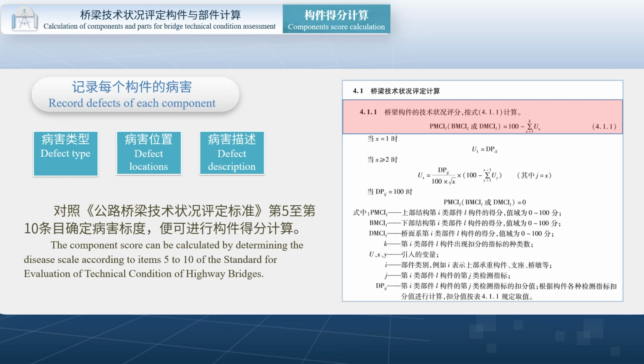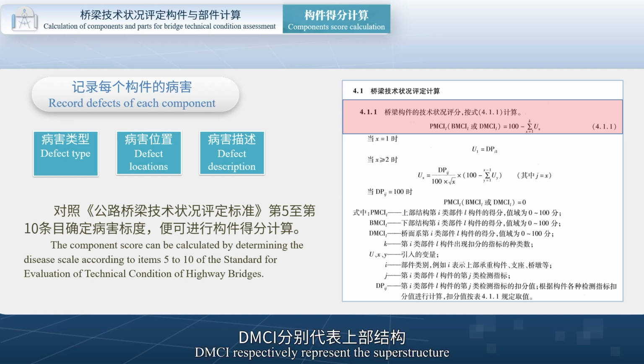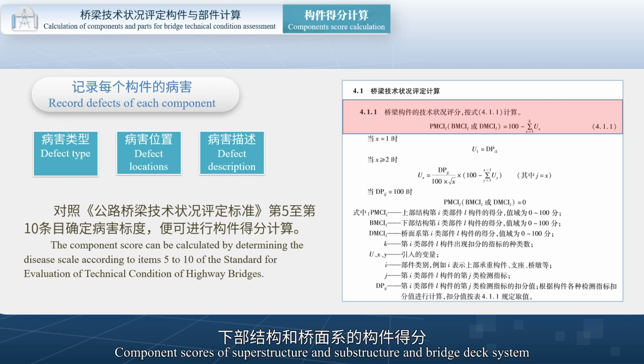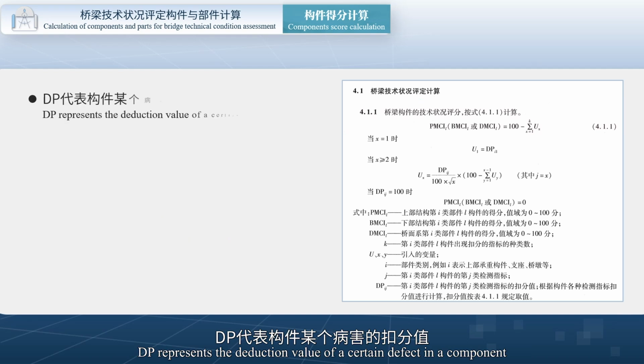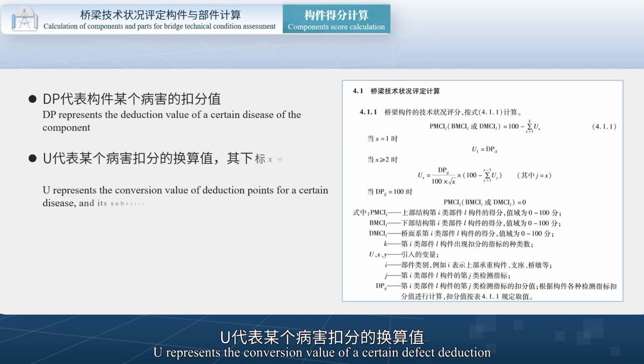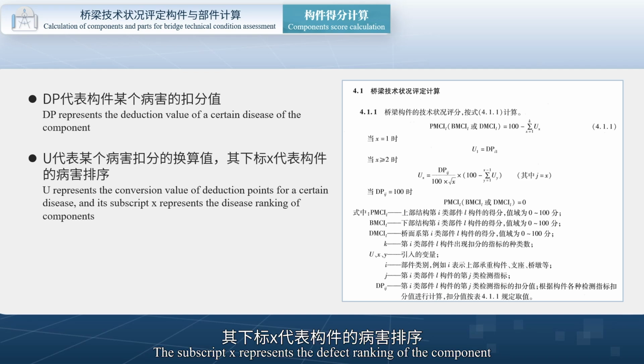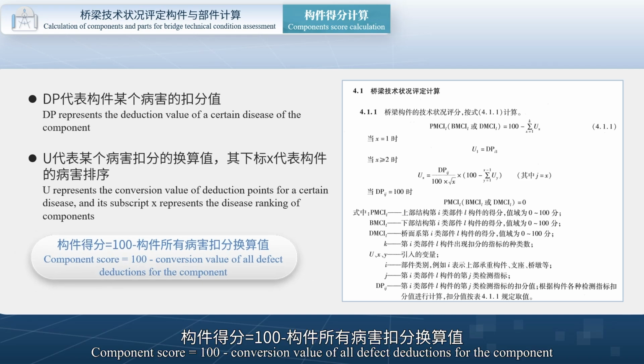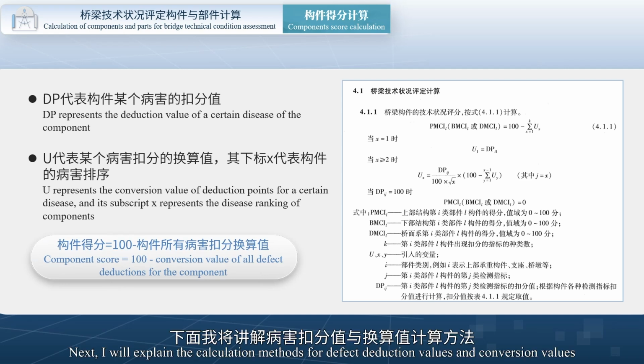In the formula, PMCI, BMCI, DMCI respectively represent the component scores of the superstructure, substructure and bridge deck system. DP represents the deduction value of a certain defect in a component. U represents the conversion value of a certain defect deduction. The subscript X represents the defect ranking of the component. Component score equals 100 minus the conversion values of all defect deductions for the component. Next, I will explain the calculation methods for defect deduction values and conversion values.